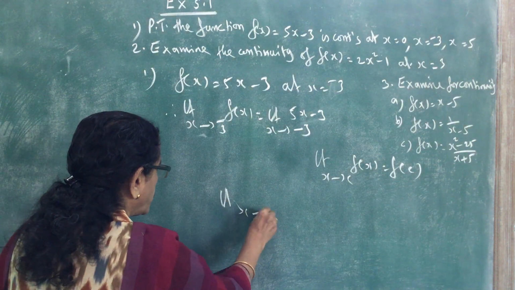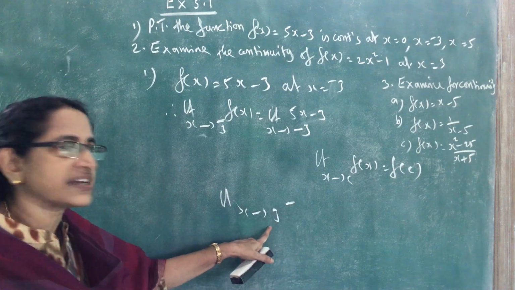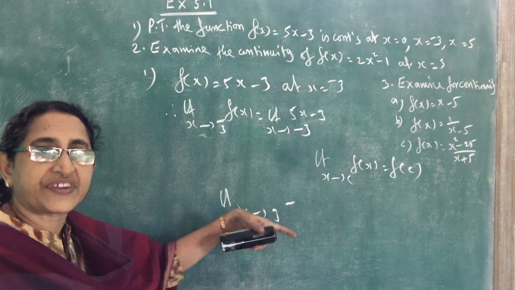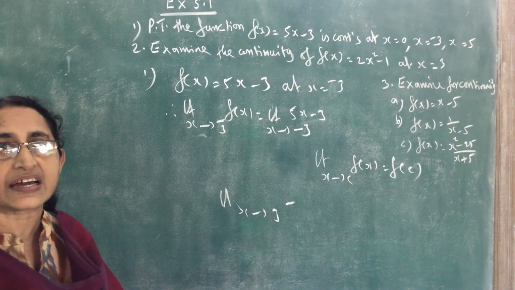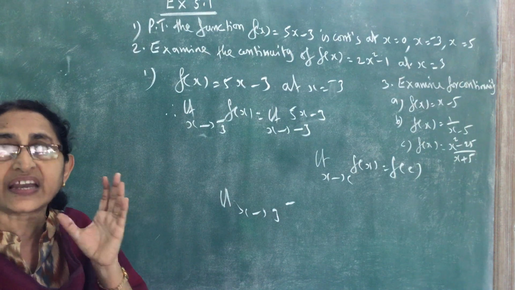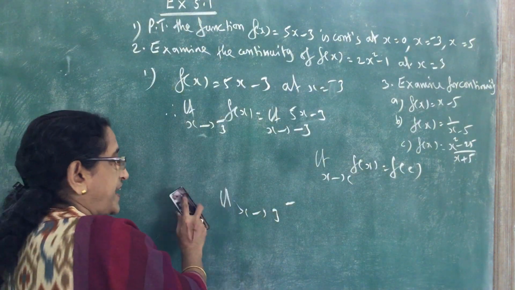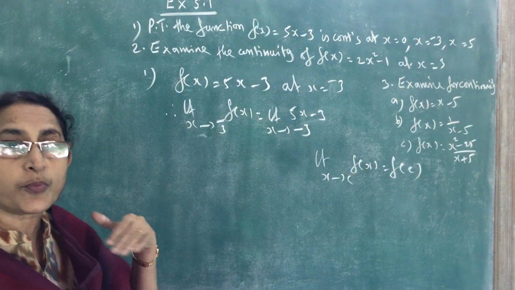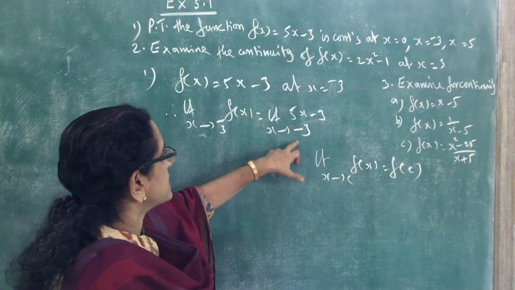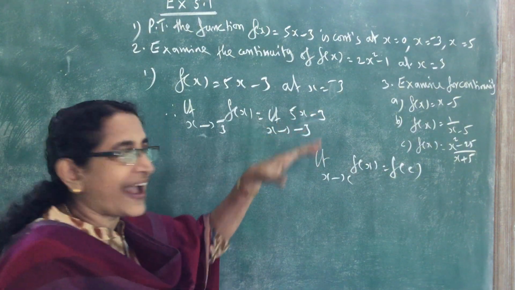Limit x tends to 3 minus means left hand limit, and x tends to 3 plus means right hand limit. Here this is not the case. Here x tends to minus 3, the number negative 3, not the left hand limit. So here x tends to minus 3. Now we have to evaluate the limit.